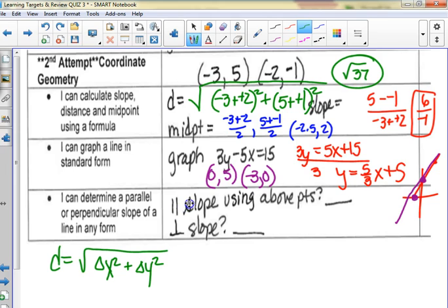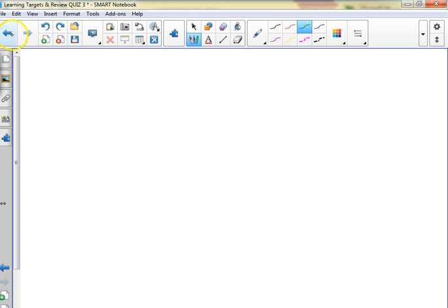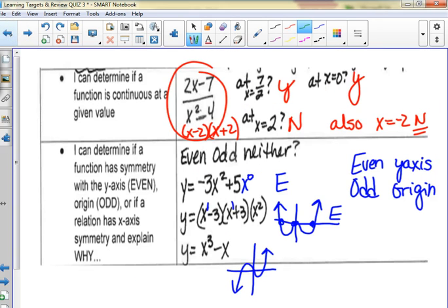What would a parallel line to the one above have? Same slope of -6. And a perpendicular? Wasn't this a -6? So then it would flip over to +1/6. Are we good? Okay. That's it? All right.